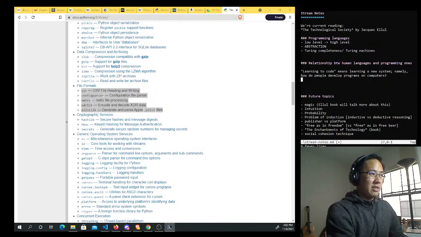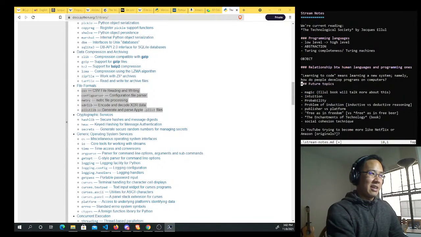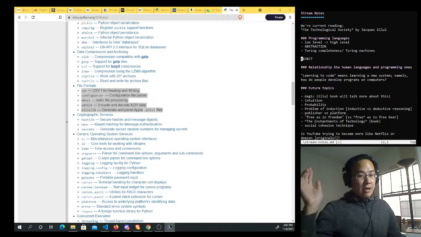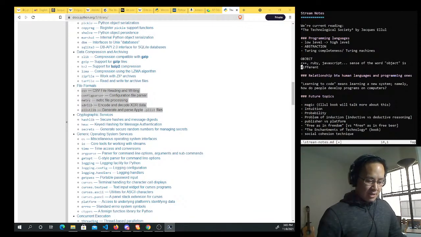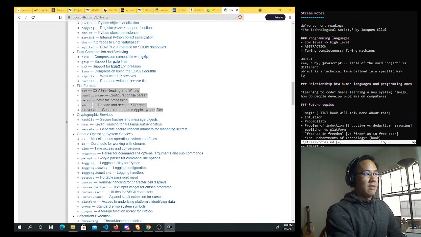For example, if I ask you what is an object in English, right? Then you would be like, a thing, what do you mean what is an object? It's kind of whatever. But even within different programming languages, like if you look between C++ or Ruby or even JavaScript, the sense of the word object is different. And it is different because object is a technical term defined in a specific way for each different language that uses objects.